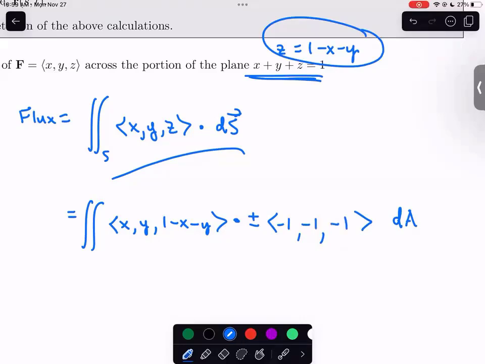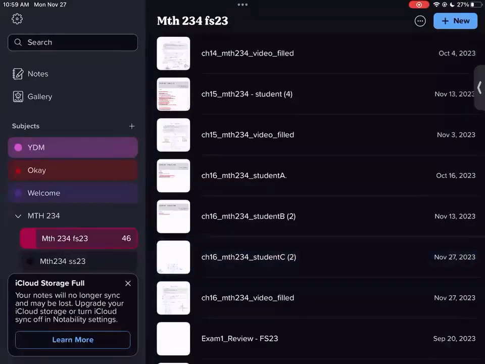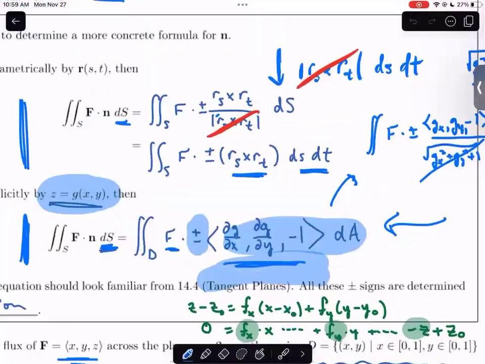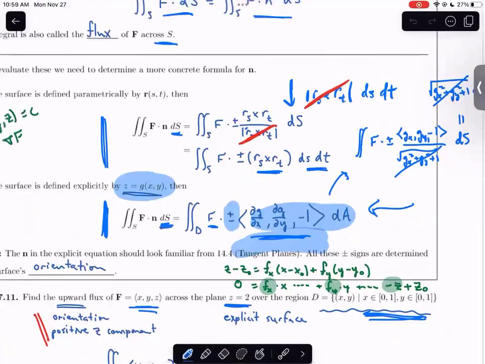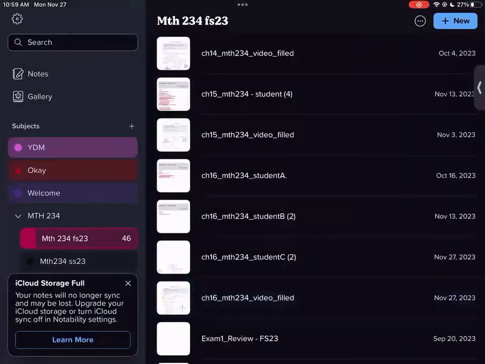Let's go back and stare at this one more time in our pre-class video. Again, if you have a z equals function for your surface, that's your g. It could have any number of x's and y's. You take a partial derivative with respect to x for your first component, a partial derivative with respect to y for your second component, and your z component is always -1. It could be plus or minus that. And again, that plus and minus is going to come down to the orientation.